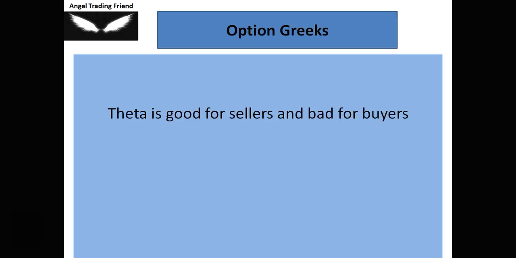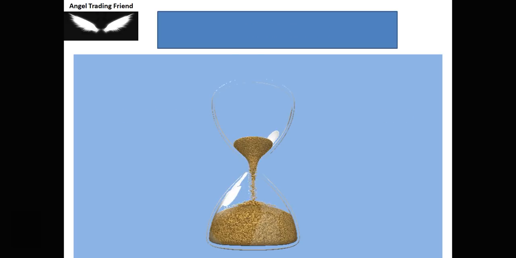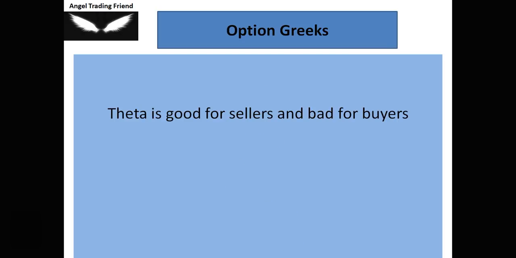The one thing which everyone says is that theta is good for sellers and bad for buyers. That is what I wanted to represent with this example. It is not that I'm discouraging options buying. Yes, option buying also is very good, but I somehow like option selling. Once you start trading, you will also understand yourself. So theta is good for sellers.